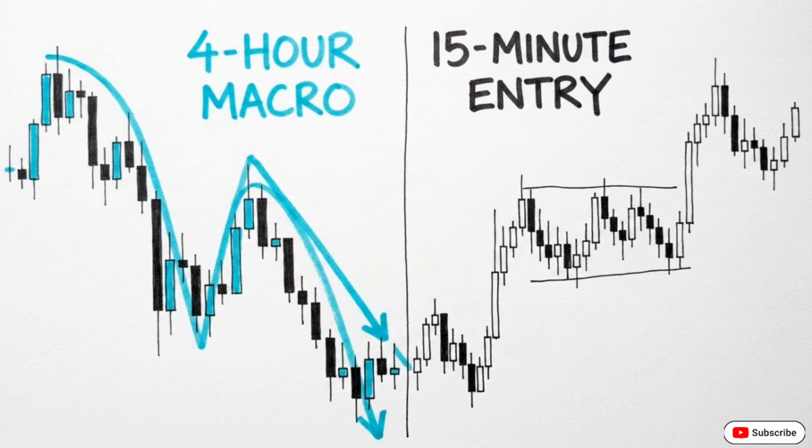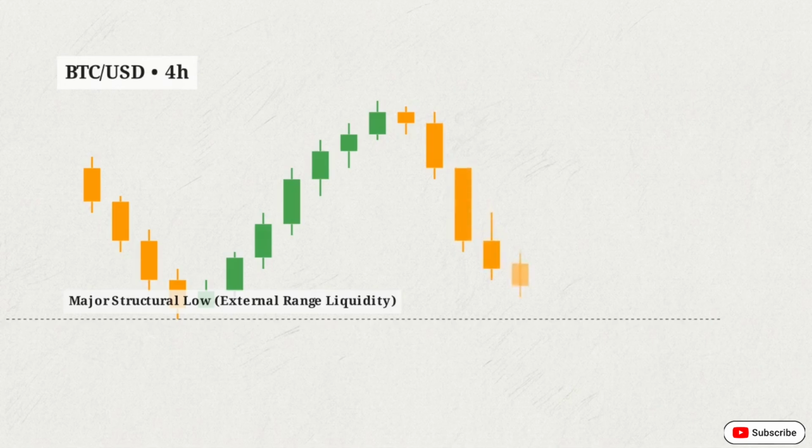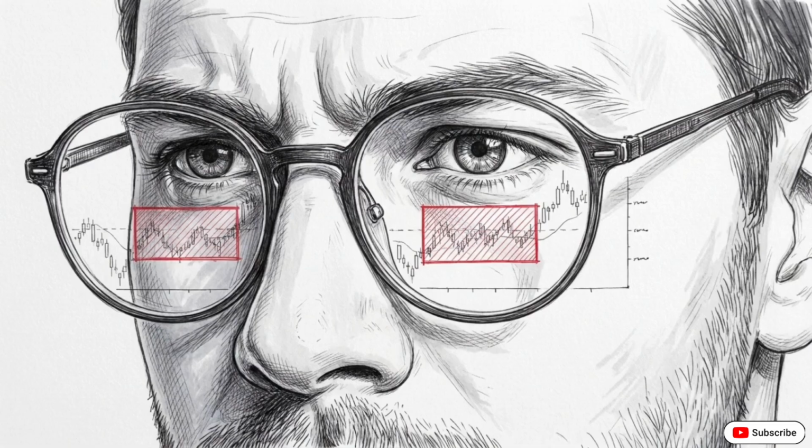We apply this concept using a 2-time-frame alignment. The 4-hour chart provides the macro bias, while the 15-minute chart offers the precise entry point. On the 4-hour chart, price dips below a structural low, sweeping external range liquidity, signaling a shift in direction. We then target the nearest internal fair value gap above the current price. Establishing this hard target on the 4-hour chart creates a definitive bias, filtering out the noise of lower timeframes.